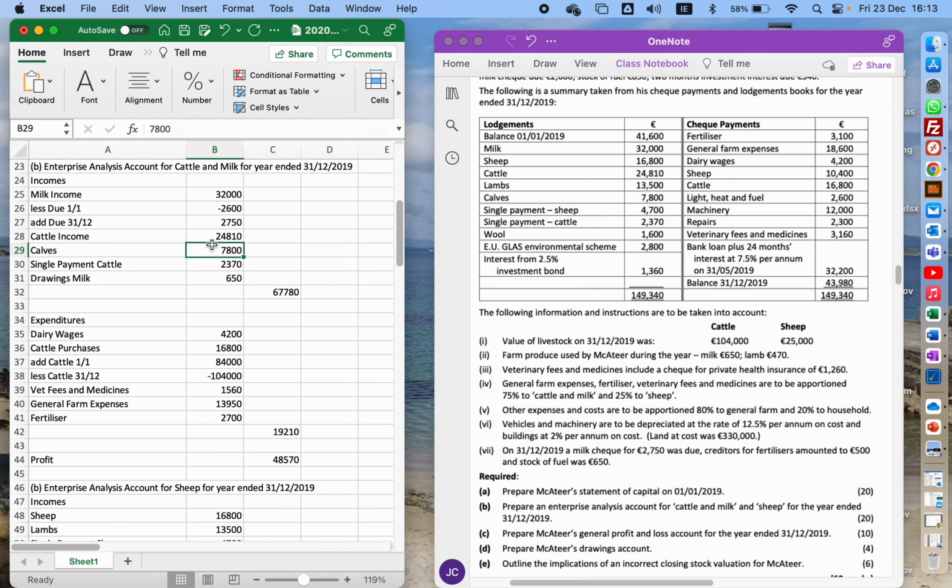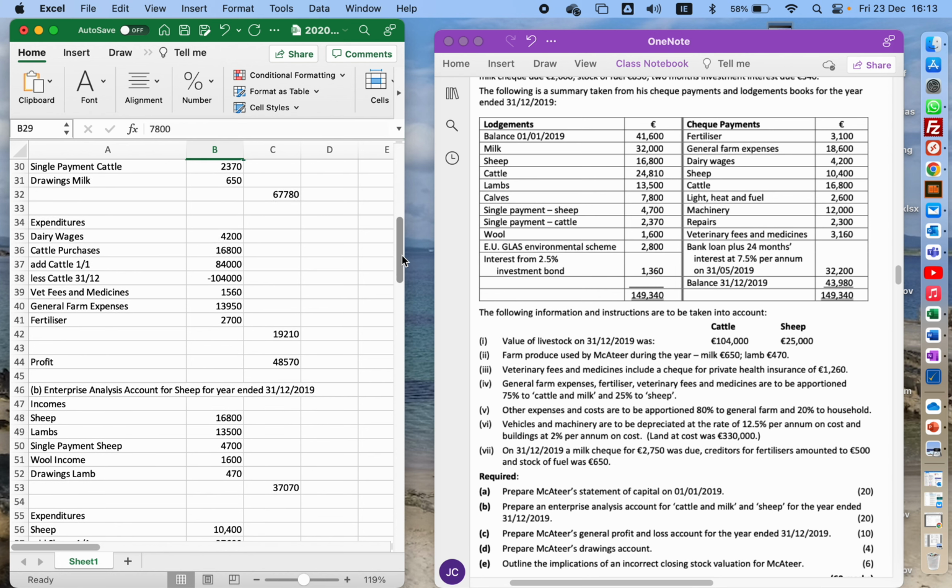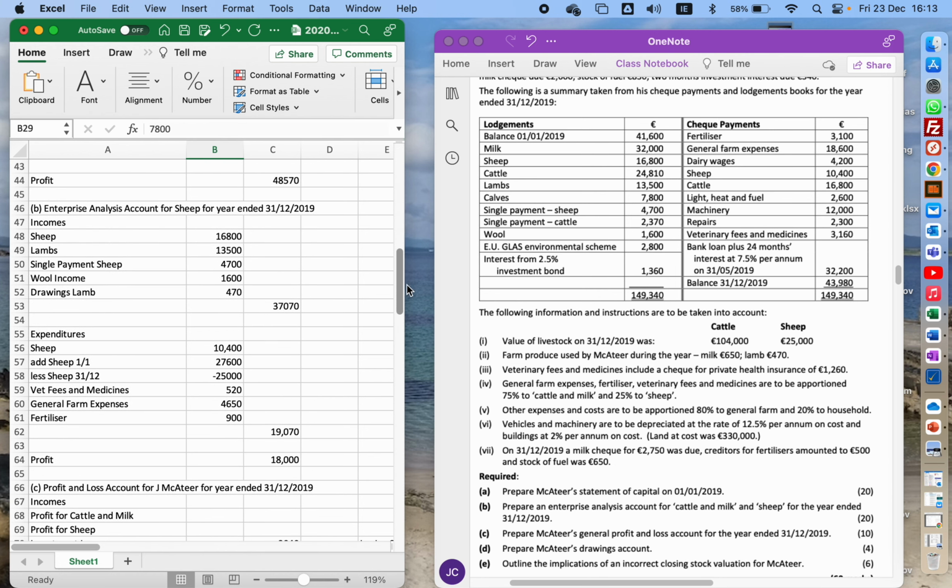So I shared that 75% to cattle and milk and 25% to sheep. I then added up the total and I worked out my overall profit in both departments. So the profit for cattle and milk is going to be one of the incomes in the general profit, and the profit for sheep is added in there as well.